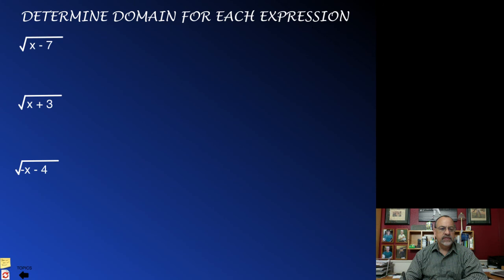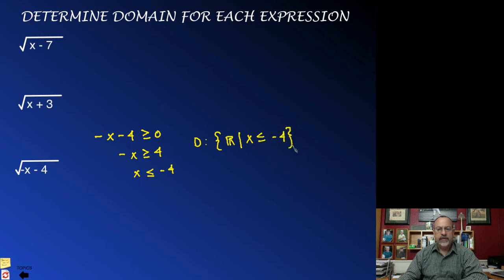Alright, and then for this last one, take note of this. If you don't remember, there's something that happens here that you have to remember. Again, we simply have a radicand. The radicand negative x minus 4 must be greater than or equal to 0. So if we move the negative 4 over, that becomes 4. Now here's a little rule you have to remember. When you divide by a negative, you have to reverse the sign of the inequality. So x must be less than or equal to negative 4. So my domain for this expression is going to be all real numbers as long as the x values that are used are less than or equal to negative 4.